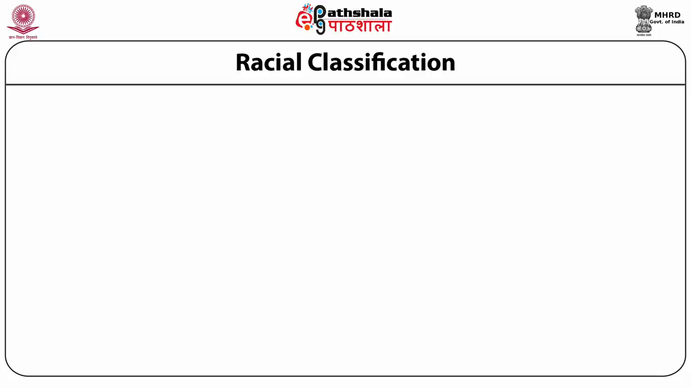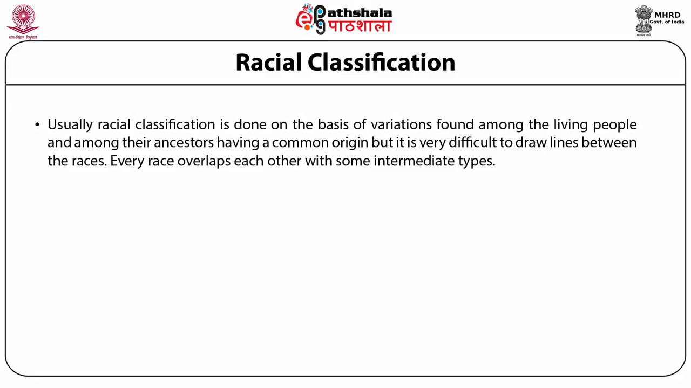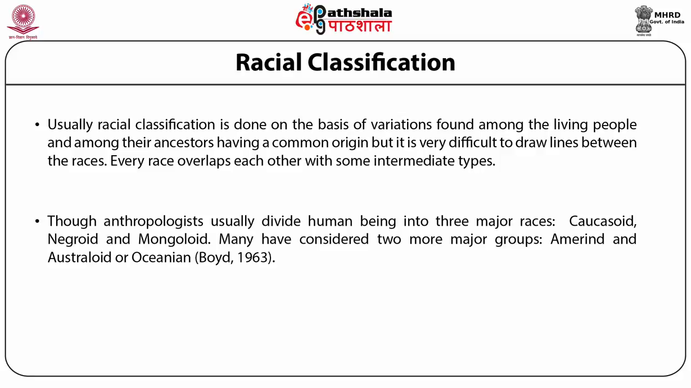Usual racial classification is done on the basis of variation found among living people and among their ancestors having a common origin. But it is very difficult to draw a line between the races, as every race overlaps with others with some intermediate type. Though anthropologists usually divide human beings into three major races, Caucasoid, Negroid and Mongoloid, many have considered two more groups, that is Amerind and Australoid or Oceanian.